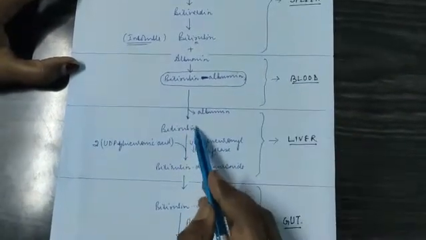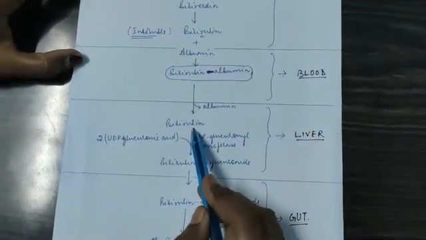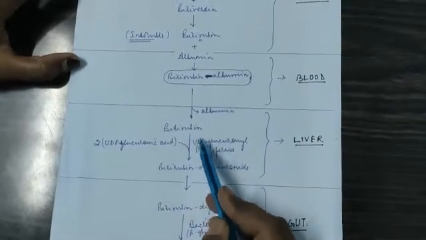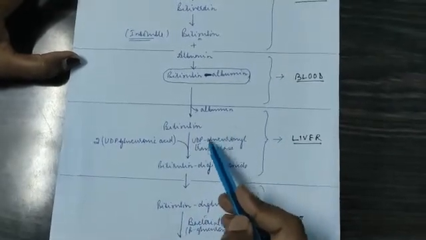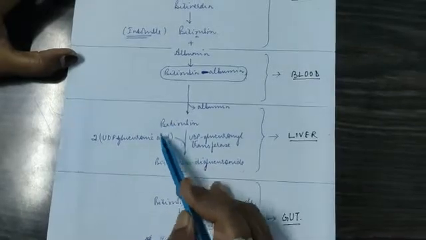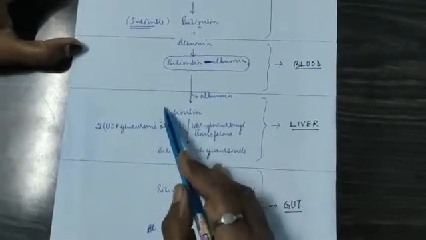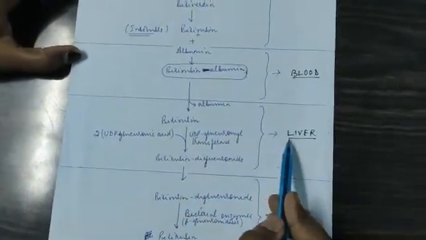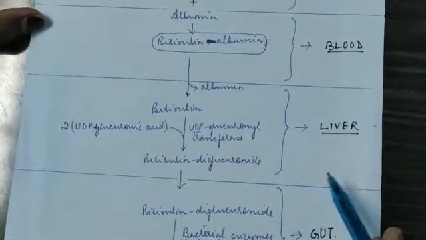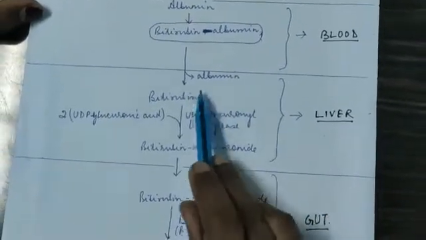Now the bilirubin in the liver undergoes conjugation. That means it combines with some other product. The purpose of conjugation is to again make the bilirubin soluble, because bilirubin is insoluble. In the liver it's okay, but if it has to come out of the liver into the gut through the blood, then it has to get solubilized.